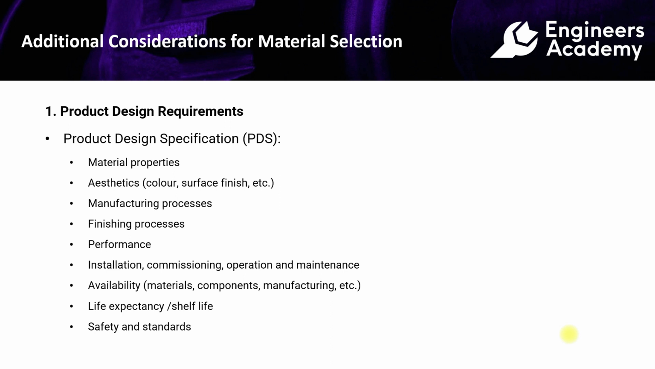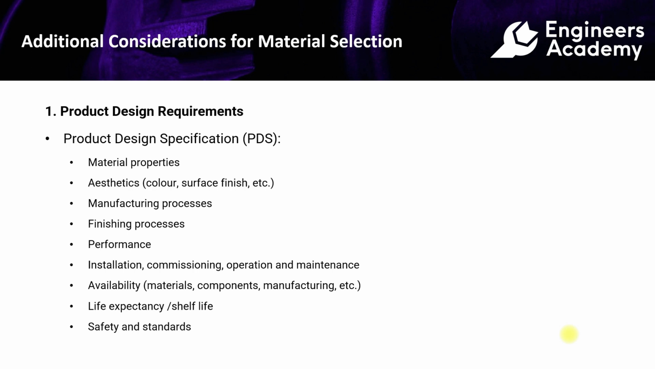The design engineer may even specify which manufacturing processes need to be used. Certain processes may need to be used to minimise waste, as an example, and they may also specify finishing processes to achieve certain surface finishes or protective coatings on the components. So all of these factors would need to be taken into consideration.